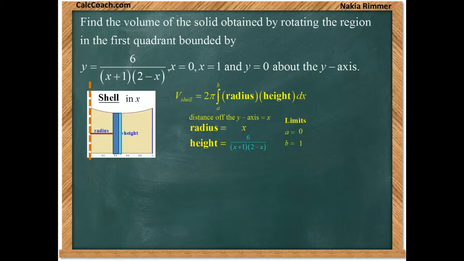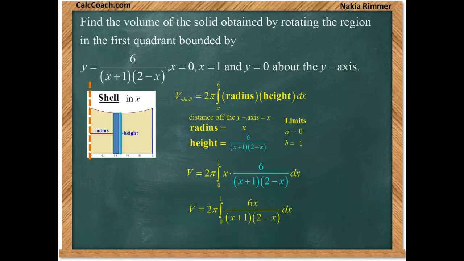Okay, great. So we set it up, we multiply, and what we quickly realize is that we're looking at 6x over x plus 1 times 2 minus x, 2 pi times that quantity, and we're going from 0 to 1. That's definitely a partial fraction decomposition question. So we have to figure out how to decompose it, find the constants, split it into more than one fraction, and work out the problem from here. But this first slide is the setup of the shell method. Now let's go work with the partial fractions method.